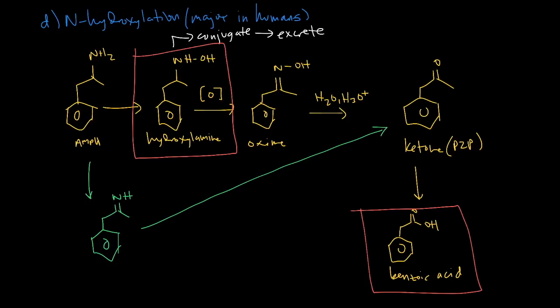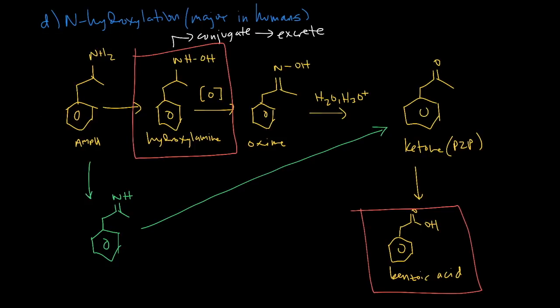So in summary of this reaction, amphetamine goes to hydroxylamine, which goes to an oxime, which is a double-bonded nitrogen attached to hydroxyl, which is converted to a ketone, which is converted to benzoic acid. This ketone is also termed P2P. So now you have the 2 major metabolites of N-hydroxylation: hydroxylamine, and benzoic acid. I boxed them in red so you know which ones are the major metabolites.